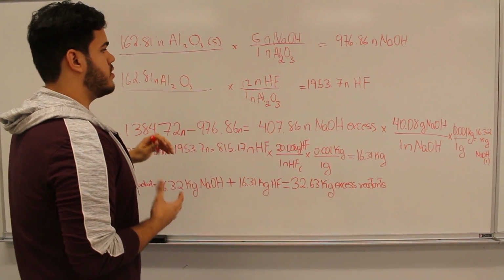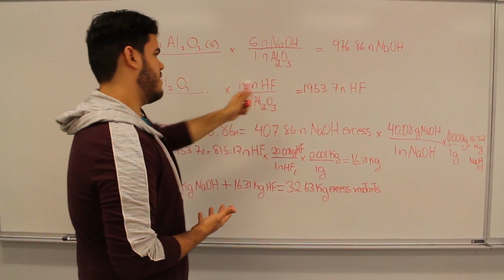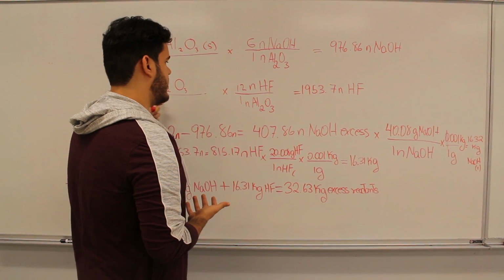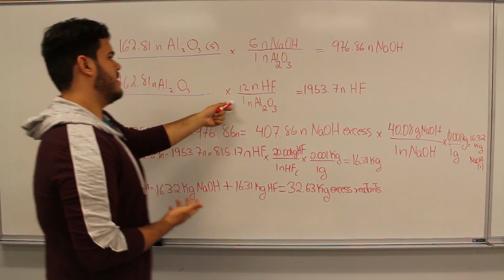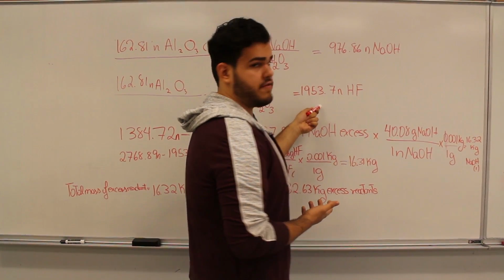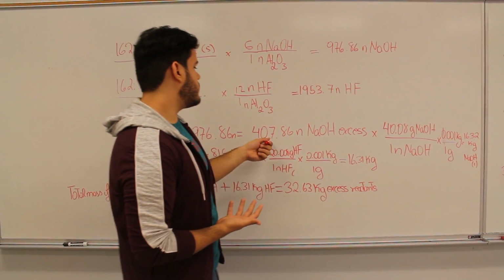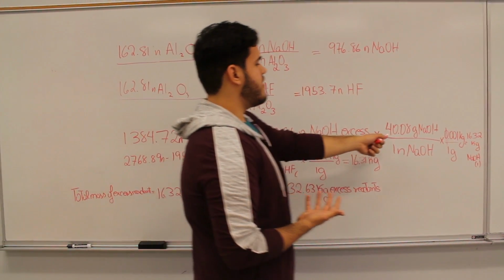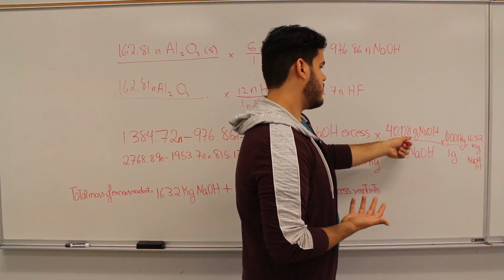Now, we're going to do the same thing, but for HF. So the ratio of HF to aluminum oxide is 12 to 1. So we're going to multiply 162.81 by 12, and we're going to get 1,953.7 moles of HF. Now, we subtract to find the number of moles of each compound in excess. So it's going to give us 407.86, and this 407.86, we're going to multiply by the molecular weight of NaOH, which is 40.08 grams.